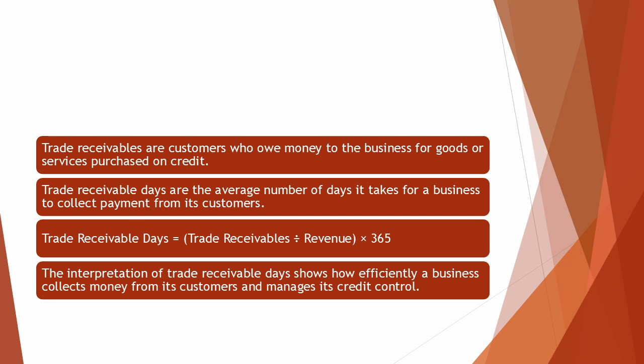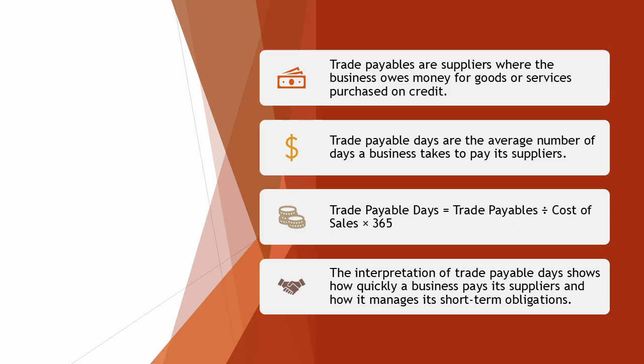It is calculated by dividing trade receivables by revenue and multiplying by 365. The interpretation of trade receivable days shows how efficiently a business collects money from its customers and manages its credit control. Trade payables are suppliers to whom the business owes money for goods or services purchased on credit.